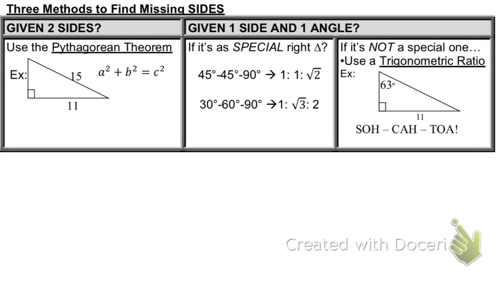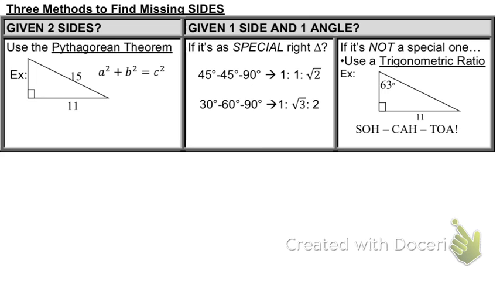Here's a summary. 3 methods to find missing sides. You haven't learned anything about how to find angles yet? We're actually going to learn that next section. If you're given 2 sides, use the Pythagorean theorem. We learned that early on, right? Let's say you're given 1 side and 1 angle. Is it a special right triangle? If so, use our special right triangle ratios. If it's not a special right triangle, we can use our trig ratio like we just learned.